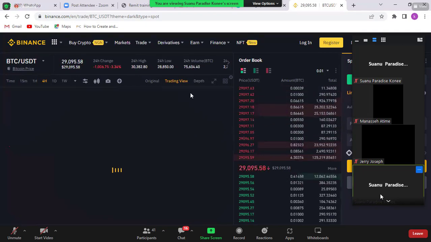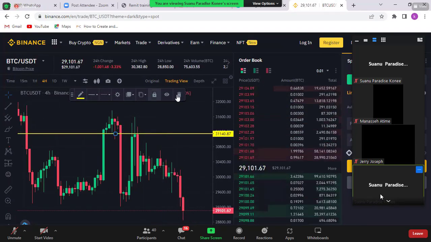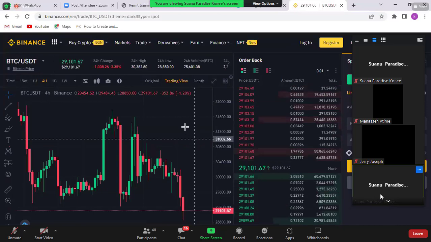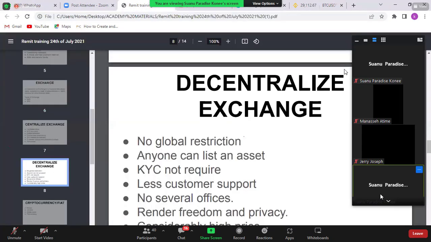This is exactly how the interface of your Binance will look like, right? Now, let's proceed with tonight's class. We will be using Binance, so don't worry about all of those explanations. We will be using Binance to finish off our explanations today.